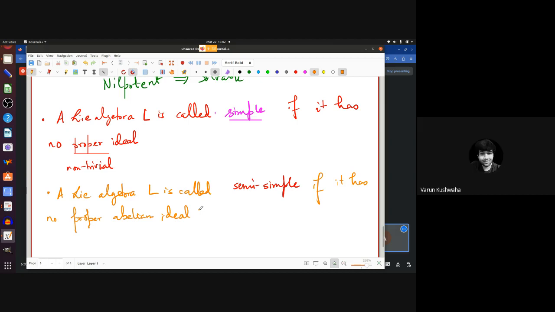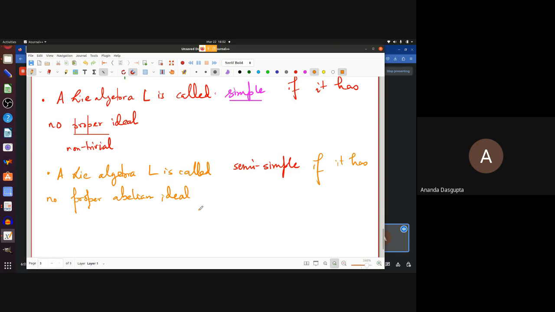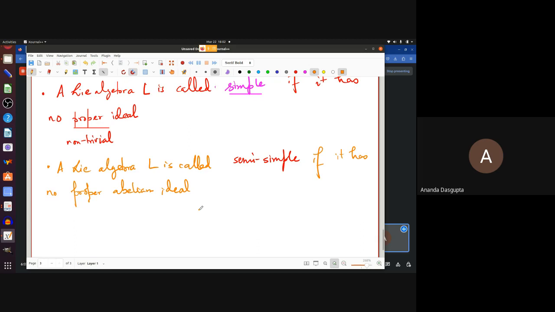Now, I've already said both of these definitions actually need something more added to them. I'm going to come to that. So this is not the complete definition of either simpleness or semi-simpleness. But let me ask you one thing. If L is solvable, then can it be simple? Or vice versa? Is it simple, or is it not simple, or is it that you cannot say anything? Not simple.